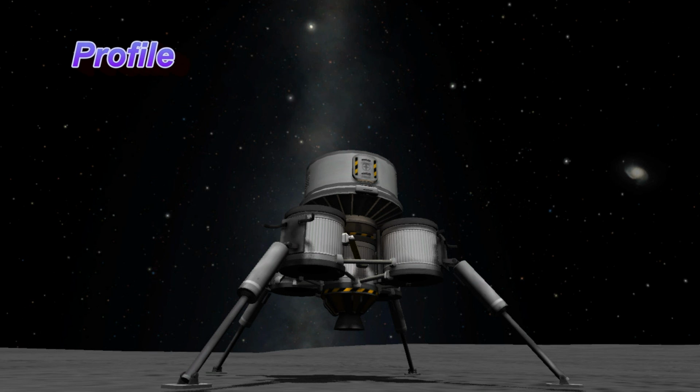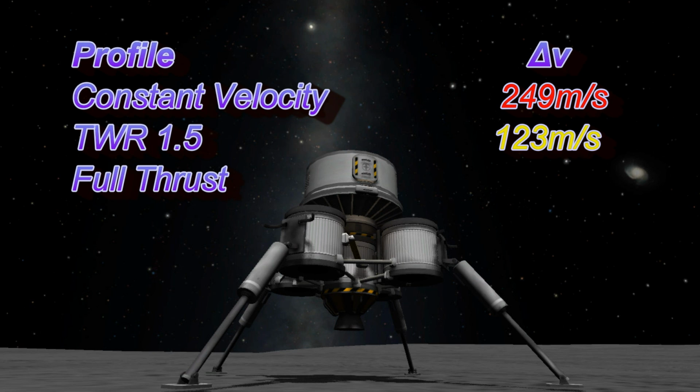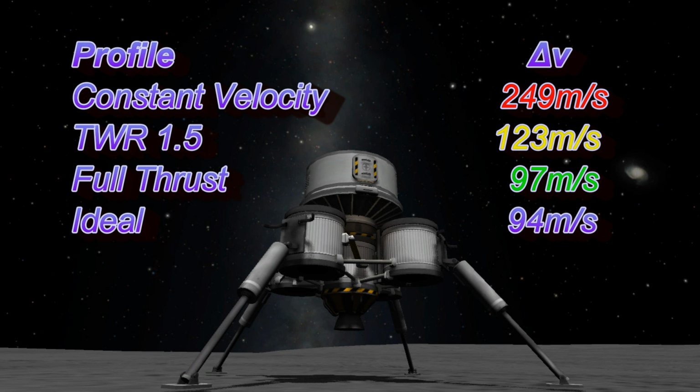Okay, just to sum up what we should have learned from this episode, when we're looking at ascent in a vacuum, constant velocity kind of sucks. There's not much choice for it when we're in atmo, but we'll get into that in the next episode. But for this case, we spent 249 meters per second as opposed to the ideal of 94, and almost all of that was gravity drag.